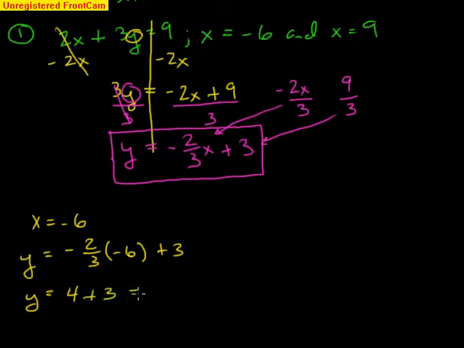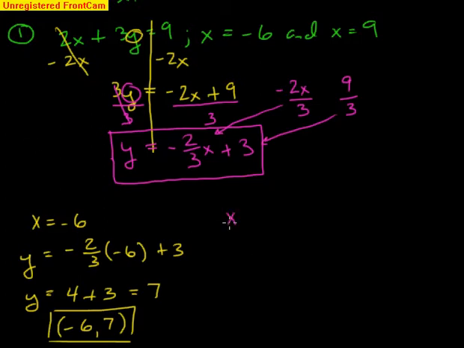And 4 plus 3 is, of course, 7. So how I want you to answer the question is a point. Okay? This is a line. It has points on it. The point that we just got, when x is -6, y is 7. That's how I want it answered. Okay? Alright, let's do the other one.